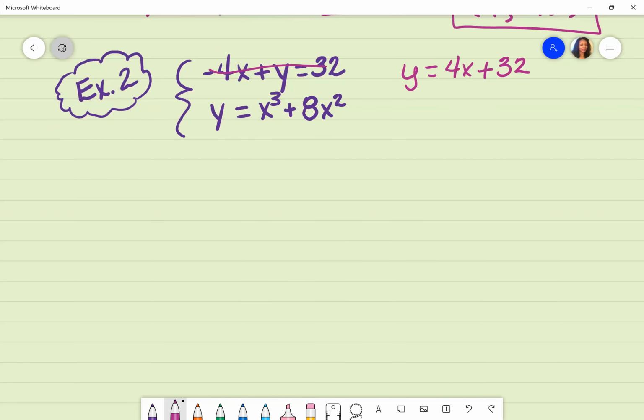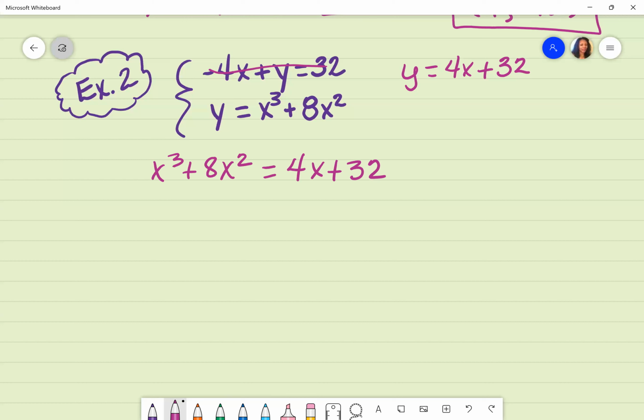So what does that mean? That means that I can actually take this y equals here and substitute it for that y because they are equal. They're the same thing. So I'm going to rewrite that as x cubed plus 8x squared, which replaces my y because y equals that. Y also equals this. So I'm going to set it equal to 4x plus 32 because y will equal y.